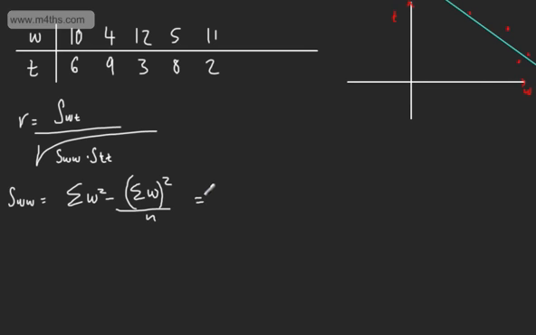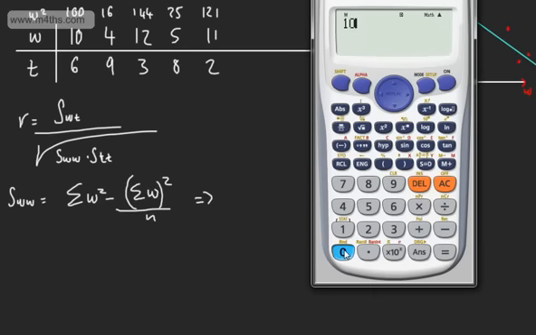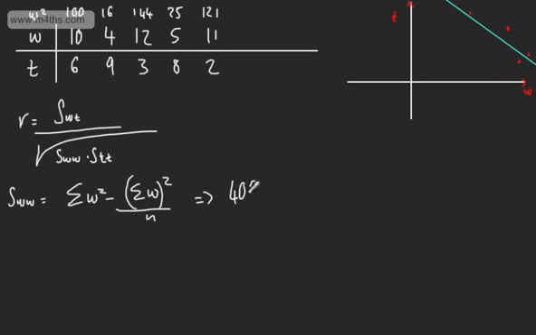So what we're going to have then is the following. If we consider now we've got W squared, that's going to be 100, 16, 144, then we're going to have now 25 and 121. So let's go ahead and add that up. So what we've got then is 100 plus 16 plus 144 plus 25 plus 121. Do check when you're plugging these in just to ensure that you are remaining accurate. So that's going to be 406.